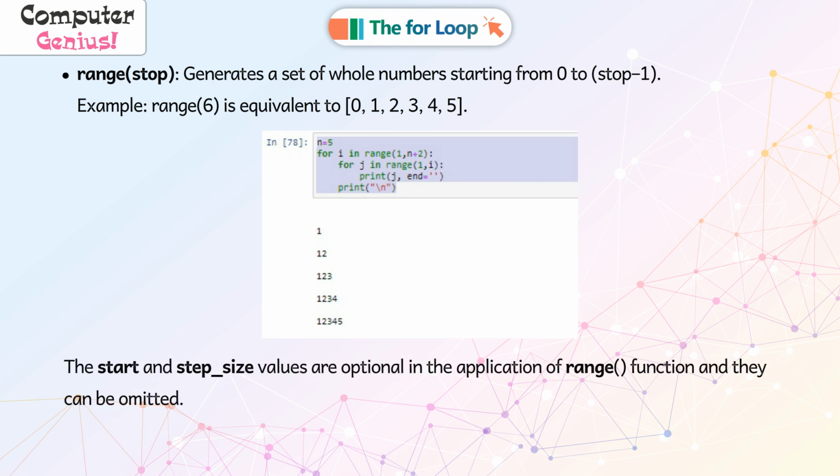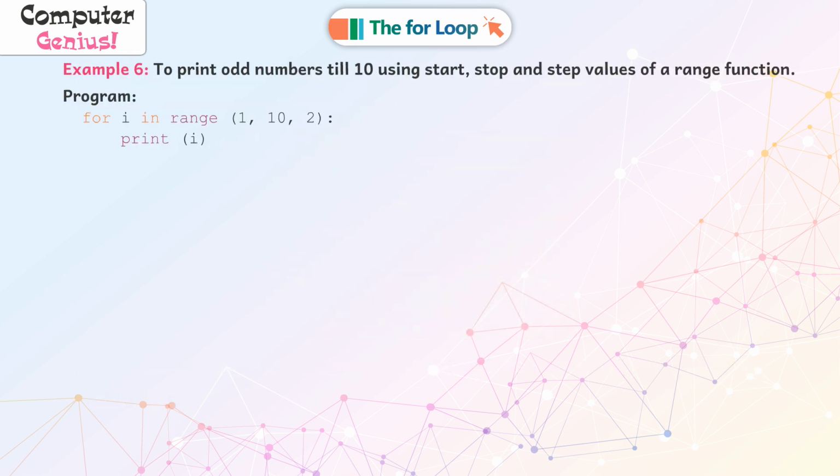The start and step_size values are optional in the application of the range function and they can be omitted. Example 6. To print odd numbers till 10 using start, stop and step values of a range function. Program. Output.